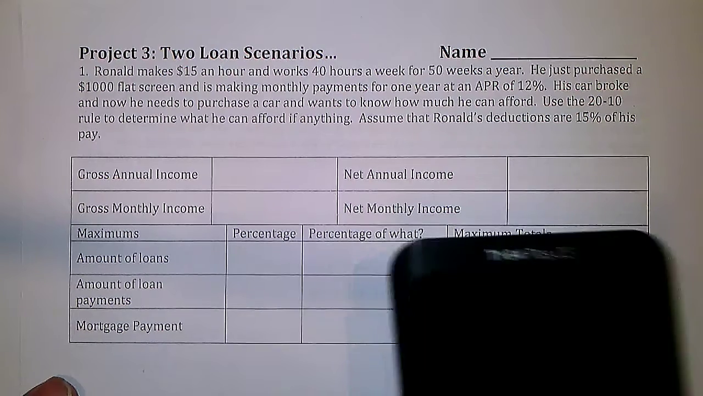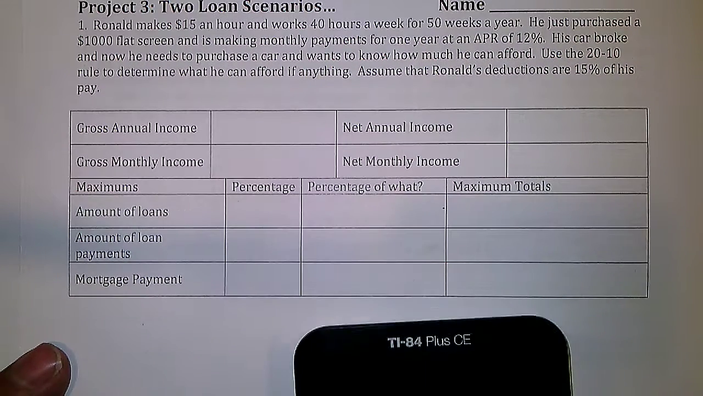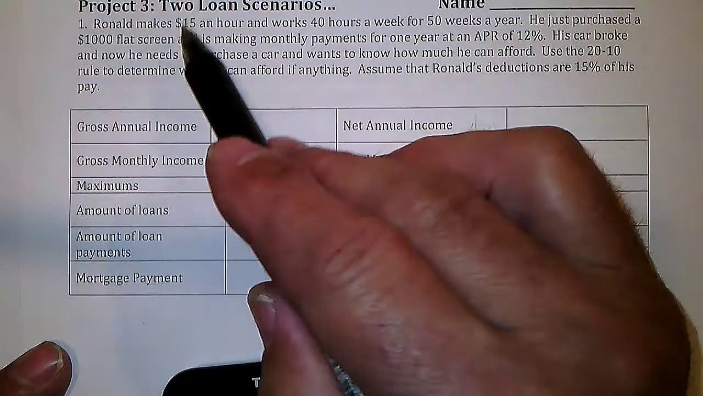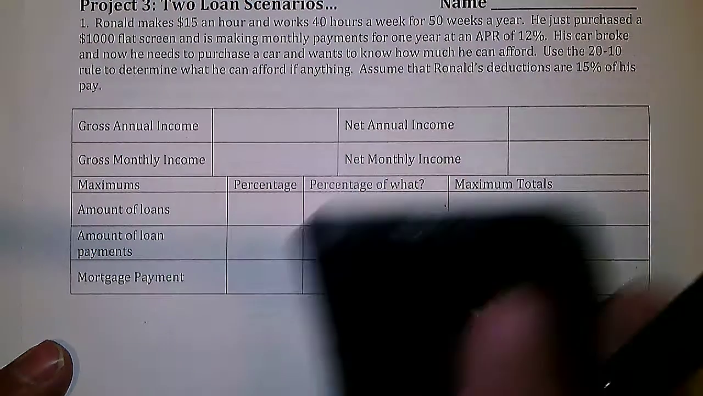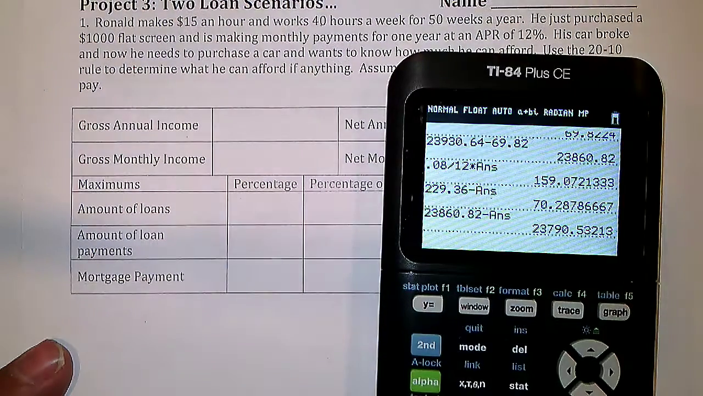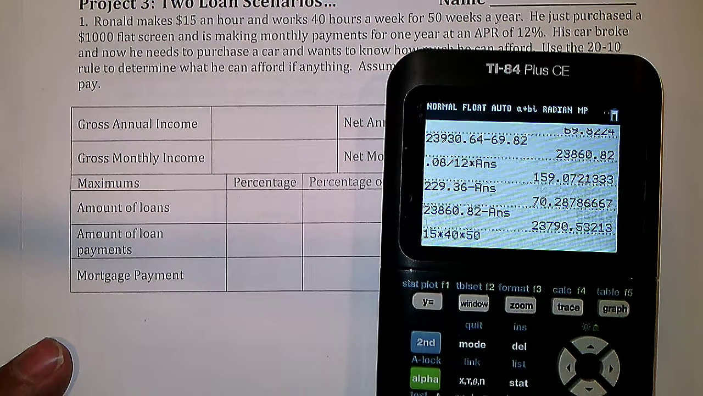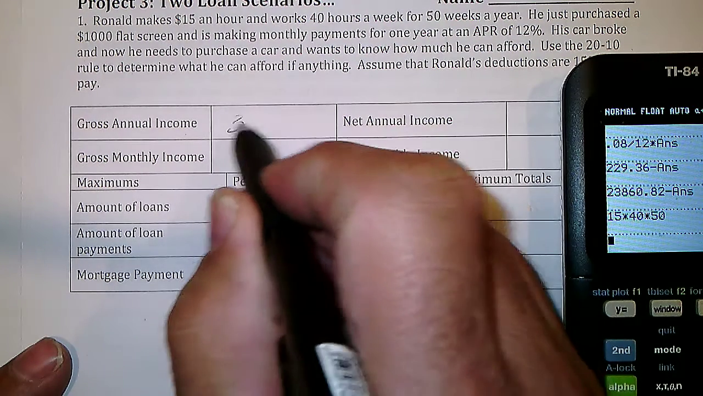Let's do the two loan scenarios. I'm just going to fill out this table completely, even though you don't need it all for the first problem. Ronald makes $15 an hour, works 40 hours a week for 50 weeks a year, so he's going to make 15 times 40 times 50. He's going to make $30,000 a year, gross.